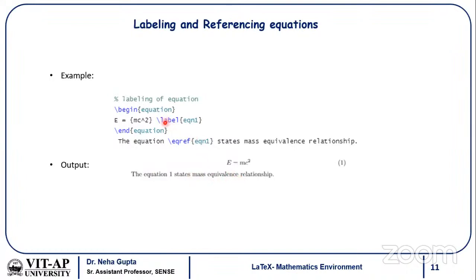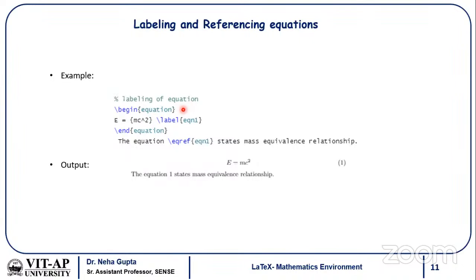Labeling can be done here also. You can write the label just after this \begin{equation} also. That is the same thing, it will give you whatever is written here. Either at the end of your content inside the equation environment you can write it, or just after beginning the \begin{equation} command, you can write your label.